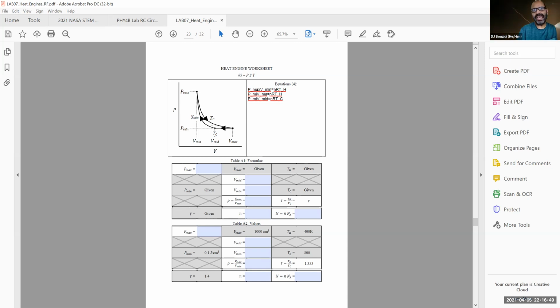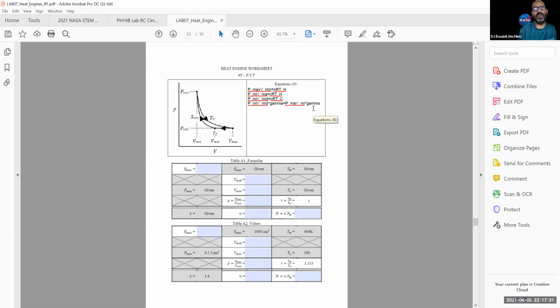We know also that this is an adiabat. So P_min times V_mid to the power gamma is equal to P_max times V_min to the power gamma. This point and this point are part of an adiabat. So this relationship is correct for them.